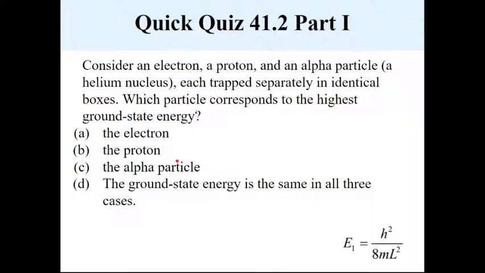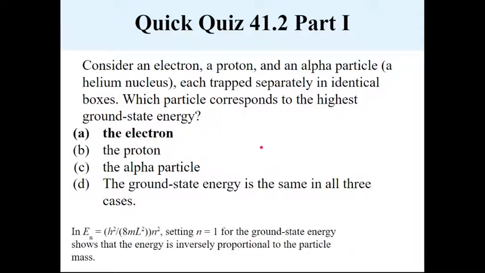So in this quick quiz, we consider 3 particles in the ground state stuck in a box, and we want to see which one has the highest ground state energy. If you look at the ground state energy here, the only thing that sets the particles apart, because they're in the same box, so the length of the box is the same, is their mass. So energy is inversely proportional to mass. Whichever one is lightest will have the most energy. An alpha particle, being a helium nucleus, is the heaviest. Second heaviest is the proton, and then the lightest is the electron. So the electron would have the highest ground state energy.